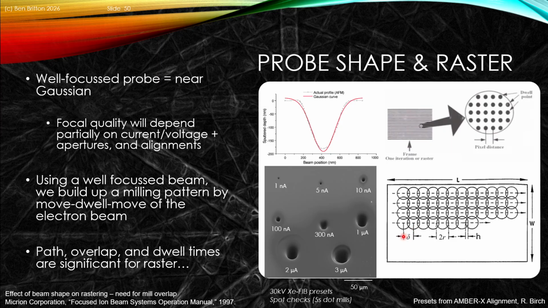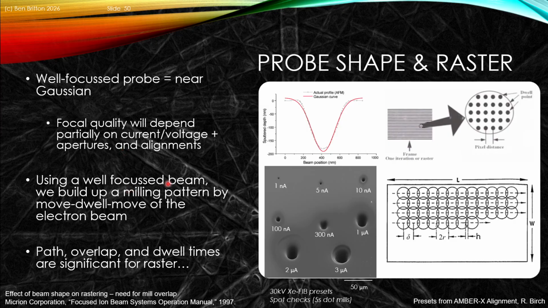So we can have some specific parameters. We can have the separation between the points. We can have the spot size, which is 2R in here, and we can have the overlap, which is H. And we have the shape of the object, a length and width of what we're going to raster in this case. So we're going to spend a bit of time when we're operating the instrument to improve the focus of the beam, because that's going to be important as we overlap each individual dwell point to cut the sample well. And the focal quality will depend partially on the current and voltages, apertures and alignments of the system.